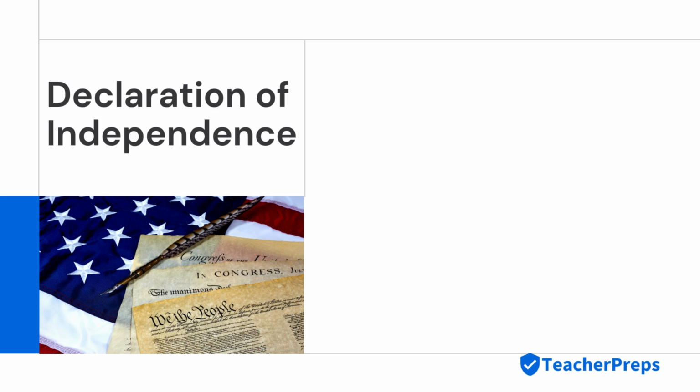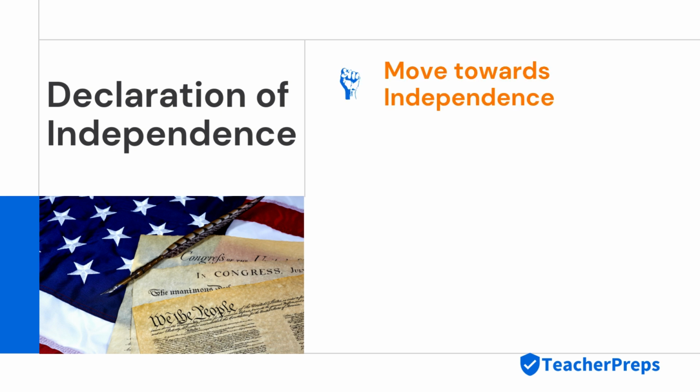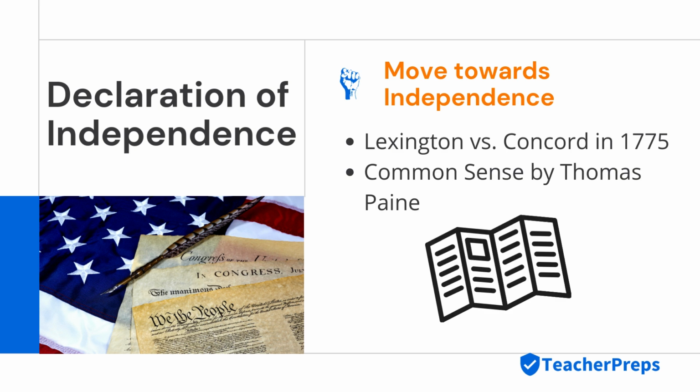Moving on to the Declaration of Independence, starting with the movement toward independence, such as the battles at Lexington and Concord. This happened in 1775, and this demonstrated the resolve of the colonists, leading to broader support for independence, really showing their power, their strength, and their belief in independence. Influential pamphlets like Thomas Paine's Common Sense argued that they needed complete separation from Britain.